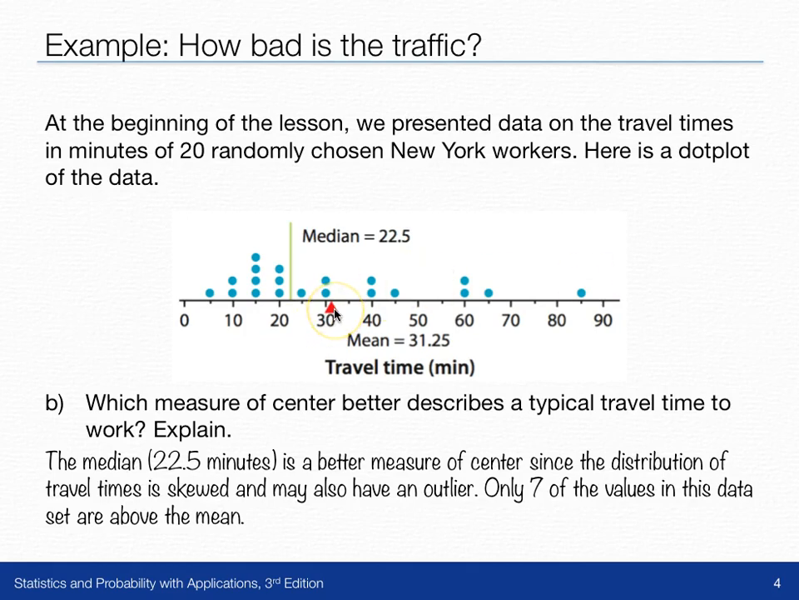And if you look closely, only 7 of the 20 values are above the mean and 13 are below it. That doesn't really do a great job of representing what's typical. The median, on the other hand, has 10 fall below it and 10 fall above. That does do a little bit better job of identifying what's more typical.